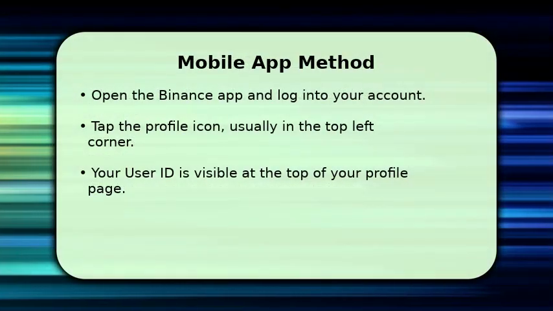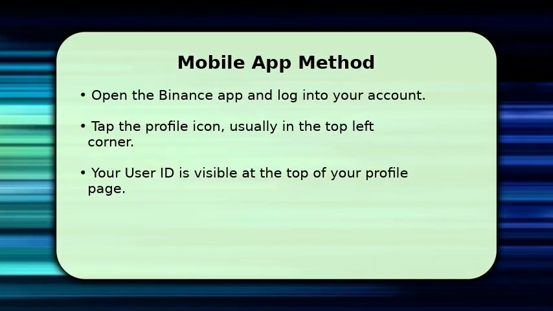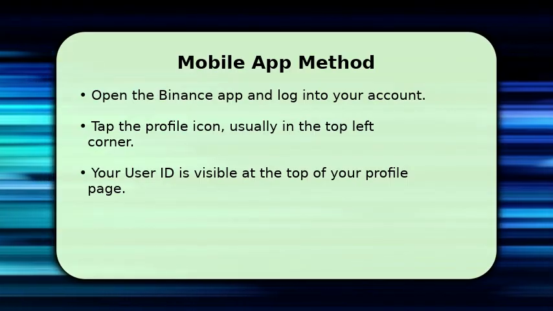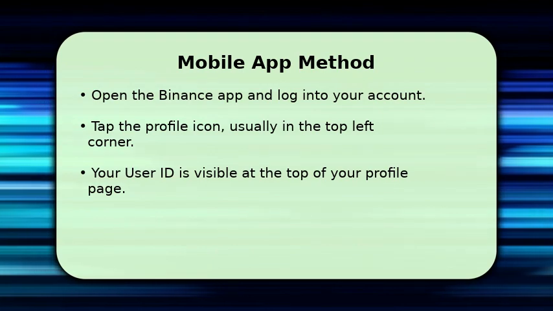If you are using the Binance mobile app, the process is just as straightforward. Open the Binance application on your smartphone and log into your account. Next, tap on the profile icon, which is typically found in the top left corner of the app's home screen. This will take you to your profile page, where your user ID will be prominently displayed near the top, often above your nickname or email.